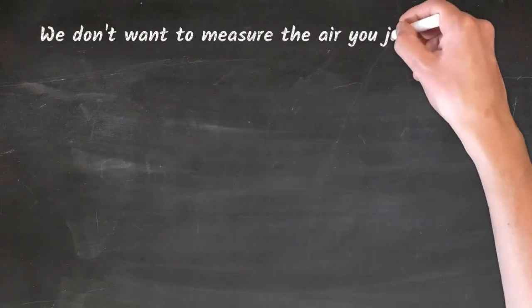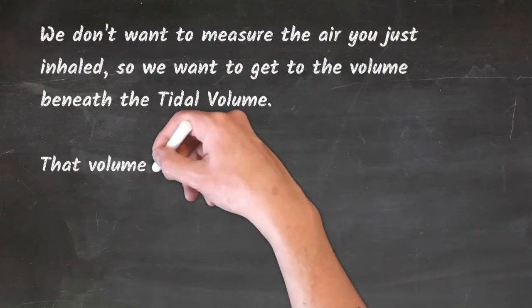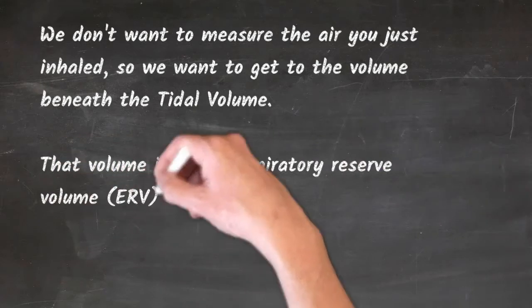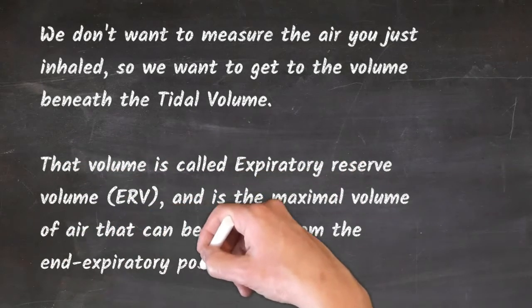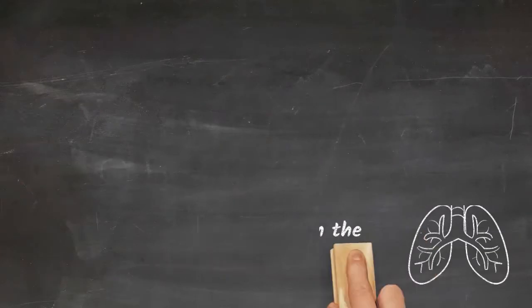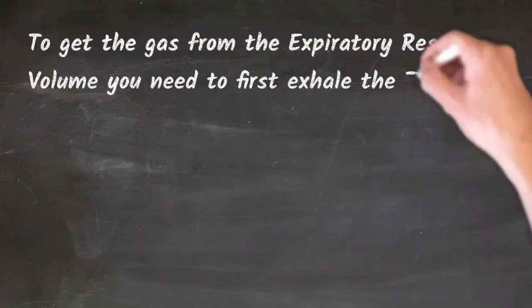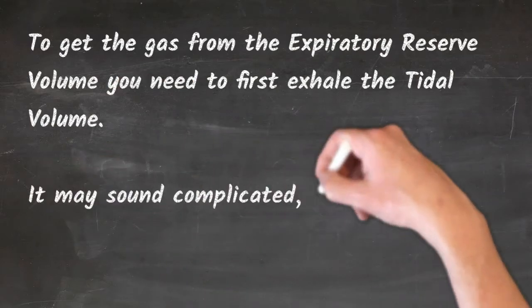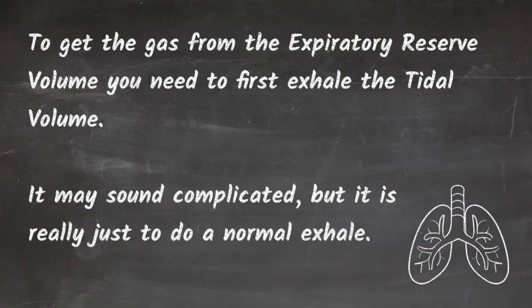We don't want to measure the air you just inhaled, so we want to get to the volume beneath the tidal volume. That volume is called expiratory reserve volume, ERV, and is the maximal volume of air that can be exhaled from the end expiratory position. To get the gas from the expiratory reserve volume, you need to first exhale the tidal volume. It may sound complicated, but it is really just to do a normal exhale.